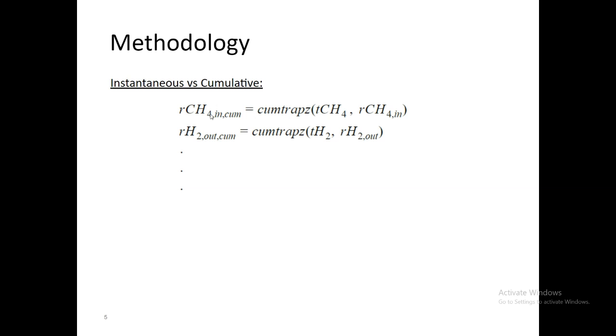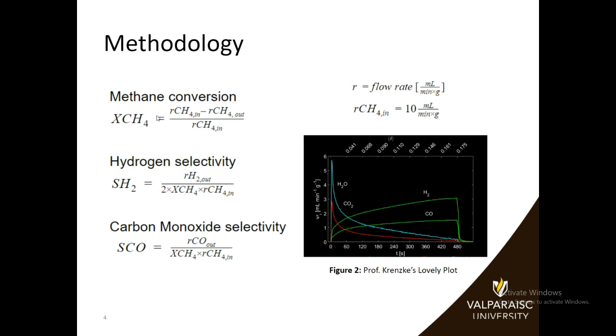So if we want to find the cumulative flow rate coming in, it's cumtrapz. We put the time that we're interested in, and we put the quantity that we are interested in inside the argument, and what we get out is the cumulative that we're looking for. So it's the same format, the cumtrapz command, and then the time we're interested in, and then the quantity. It gives us the cumulative of that quantity over that time. So once we convert the flow rates to their cumulative versions, we can plug them back here and get the cumulative versions of XCH4, SH2, and SCO.